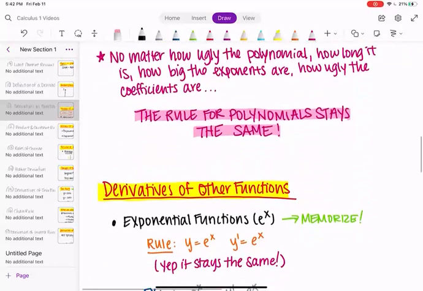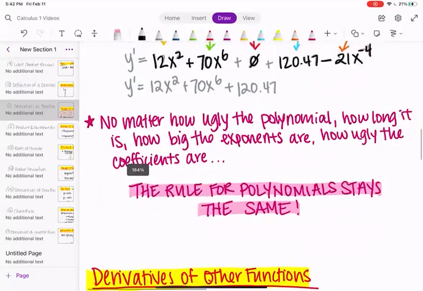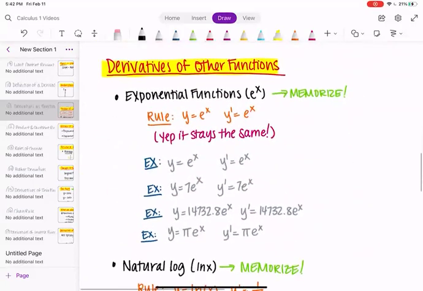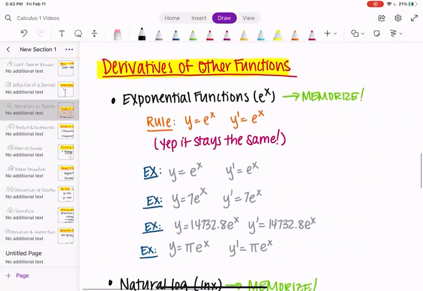So basically, the gist is that no matter how ugly the polynomial is, if you take it chunk by chunk, consecutively, the rule will be exactly the same. So my recommendation is do not memorize these rules for polynomials, right? Understand it, understand why it's happening. So there's going to be some that you have to memorize, right? The whole world of functions just does not stop at polynomial functions, right? We've got some weird ones.